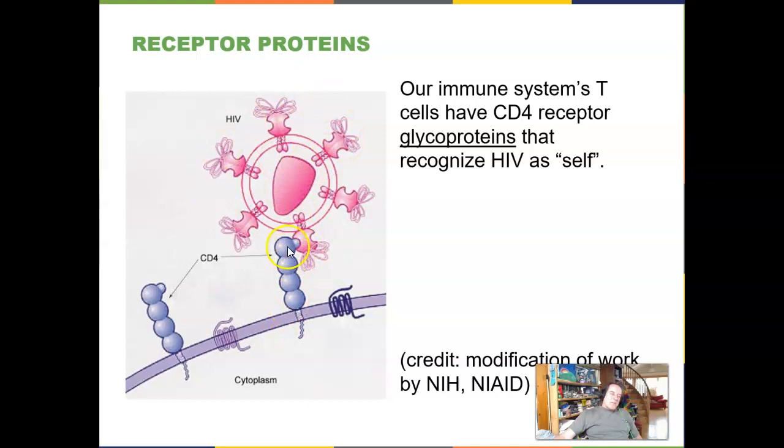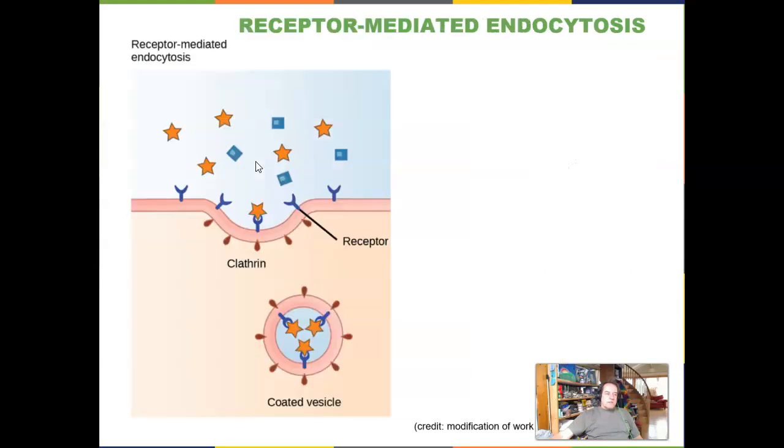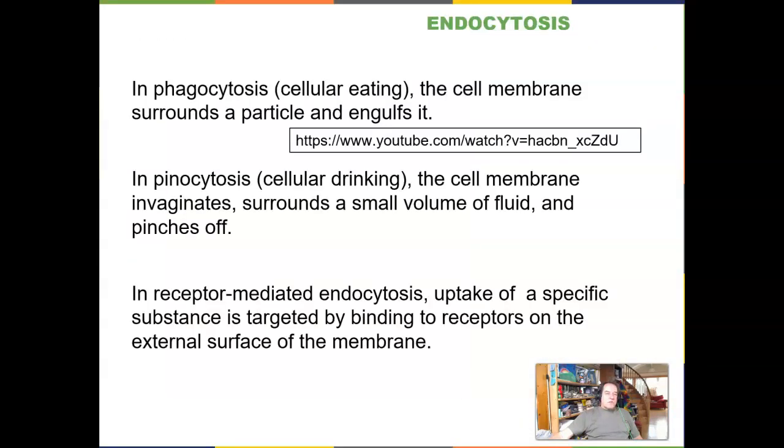The target binds to a receptor on the surface of the cell. When enough of these are stimulated, the cell invaginates and pulls in as a vesicle a drop of liquid with all of that stuff in it. Receptor-mediated endocytosis. All right, so here's some illustrations of these processes at work.